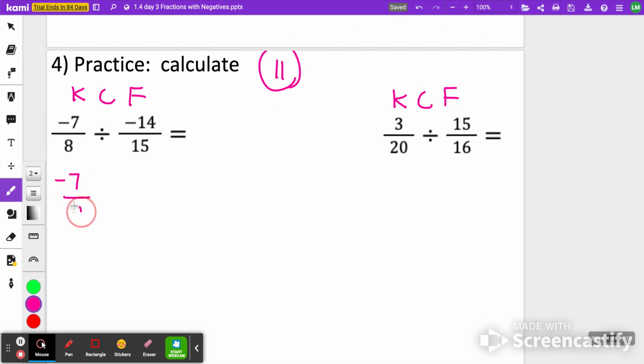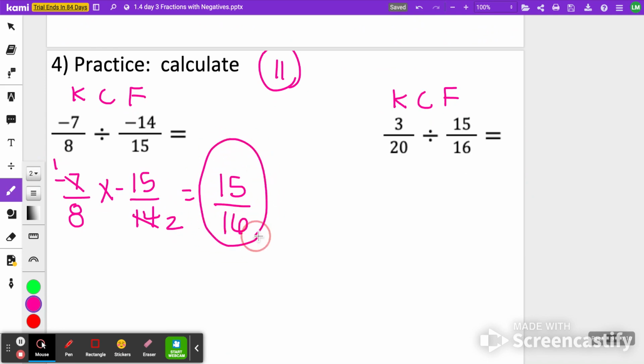All right, keep, change, flip would make this one -7/8 times -15/14. The nice thing here is I can simplify 7 to a 1, 14 to a 2. So I'm going to get -1 times -15, which is a +15, and 8 times 2, which is 16.